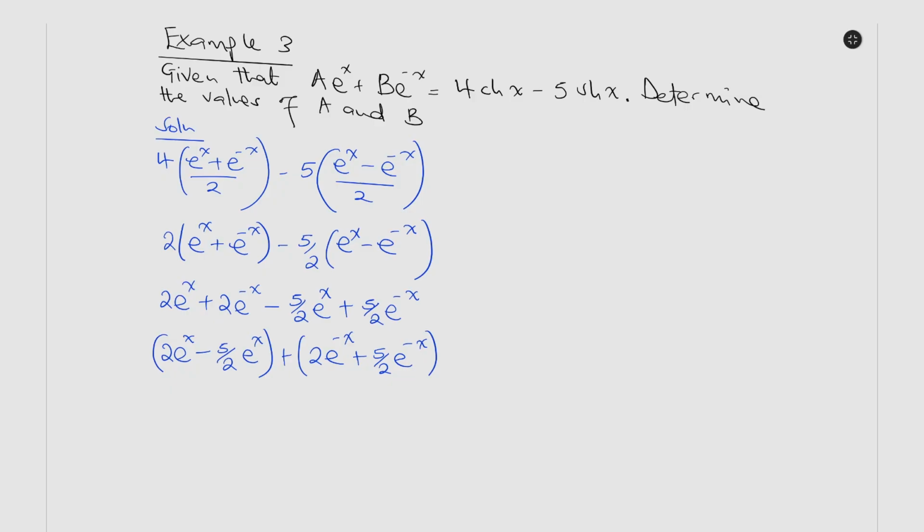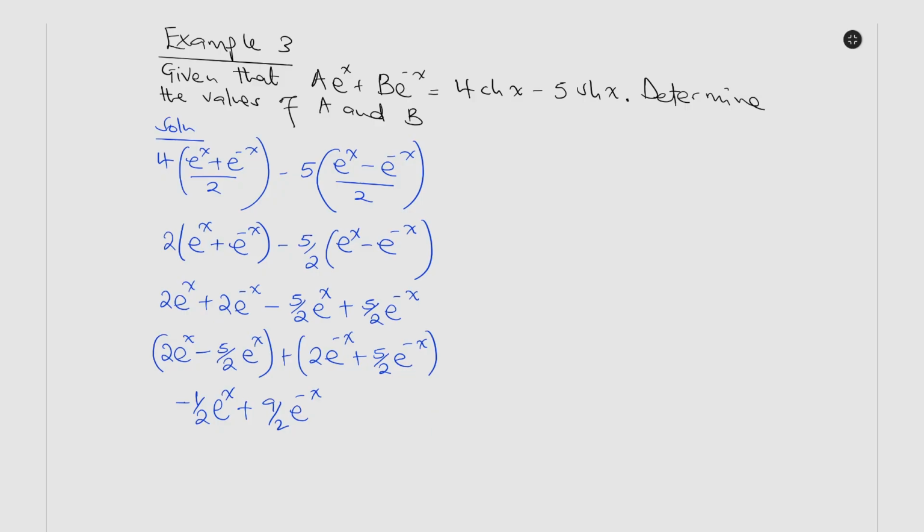Okay, yeah, 5 over 2 is 2.5, so 2 minus 2.5 is negative a half e^x, plus, this will be 2 plus 5 over 2, which is 9 over 2, plus 9 over 2 e^(-x). Now, remember, I've solved the right-hand side.